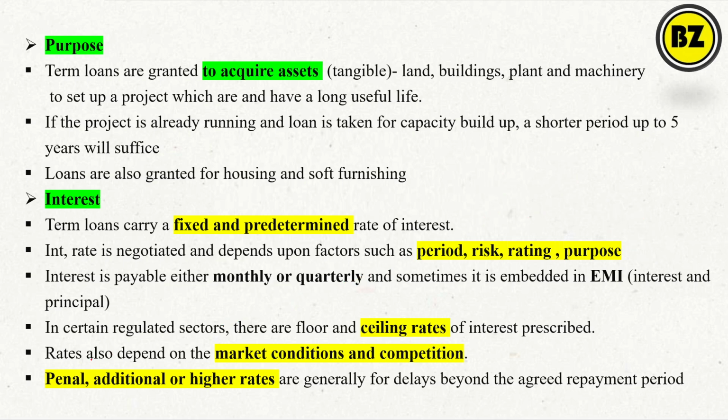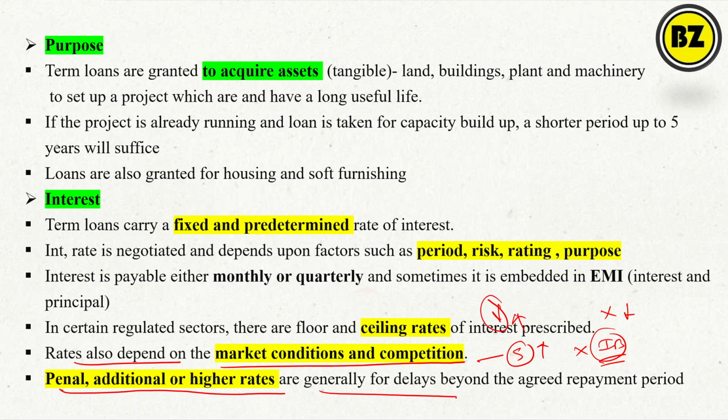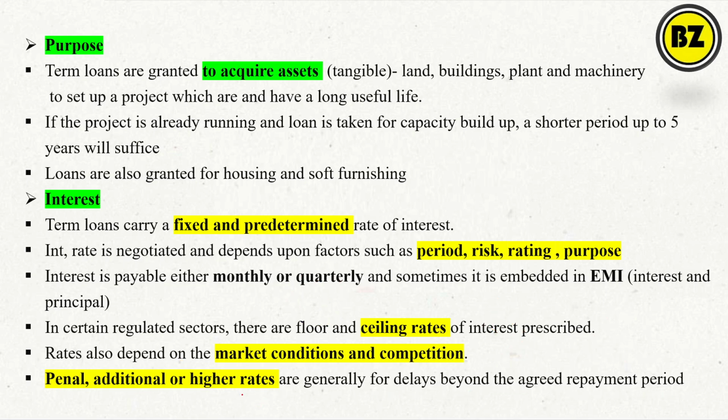Okay, now the rate also depends on the market condition and the competition. For example, the rate at which SBI is giving loans is not the same as the rate at which, say, Indian Bank is giving loans, because SBI is a very big bank, they can offer a lower rate of interest. Indian Bank is a mid-sized bank, they cannot offer a lower rate of interest, so their rate will be more than SBI. Okay, now penal, additional or higher rates are generally charged if the payment is delayed beyond the agreement period. That means if you do not pay your EMI on time after the due dates, you will get a penalty, an additional and higher interest rate. Okay, this is all about the interest of the term loan.